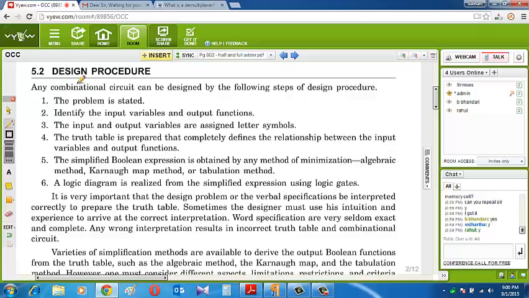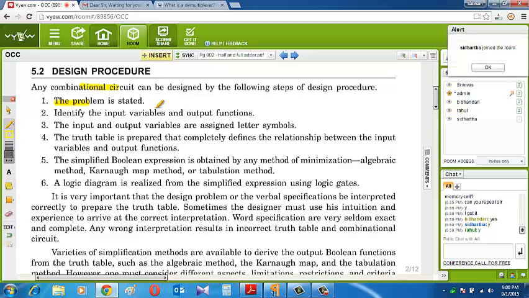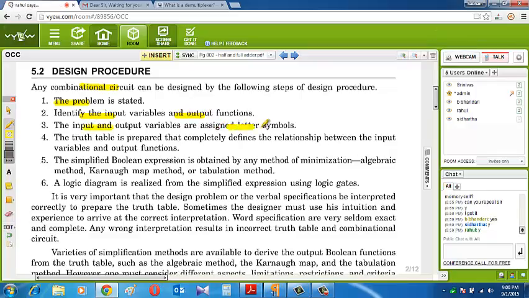Now, the design procedure. Any combinational circuit can be designed by the following steps. What are the steps? First, the problem is stated. What is your problem? What is it going to be? What do you want to solve? You have to write this statement first. Identify the input variables and output function. The input and output variables are assigned letter symbols.